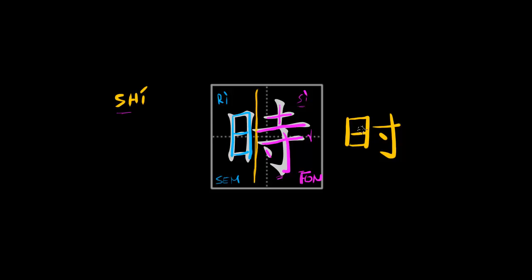Now, as you can see by looking at the simplified character, there is nothing in the simplified character that would point to the pronunciation, because this element over here is pronounced cun. And so it has nothing to do with shi. The only thing that still points to the meaning is this element over here, which is the same as it is in the traditional character.